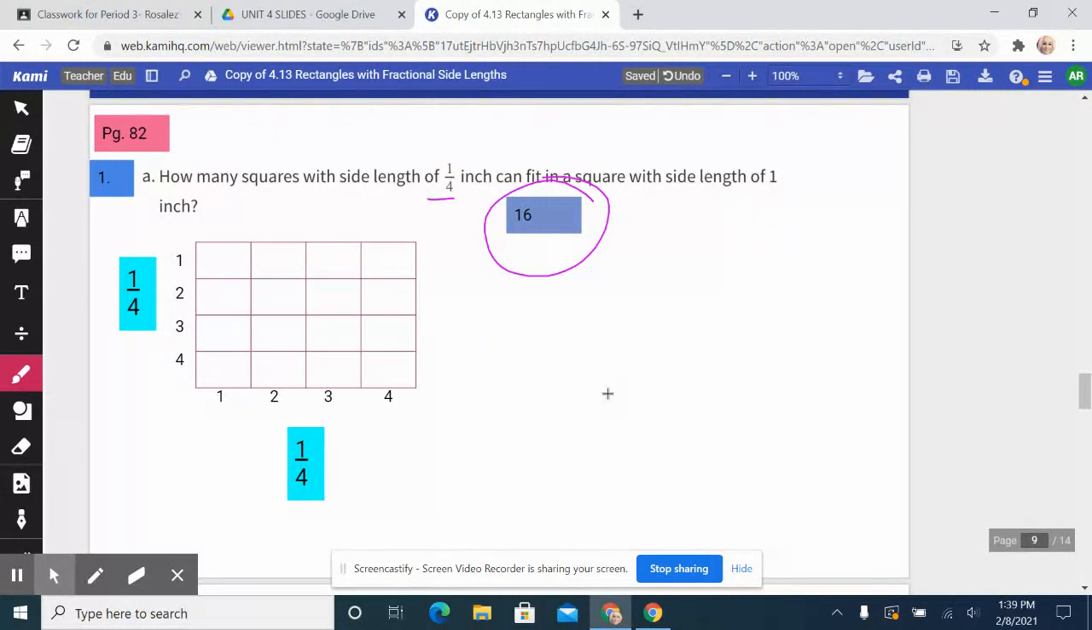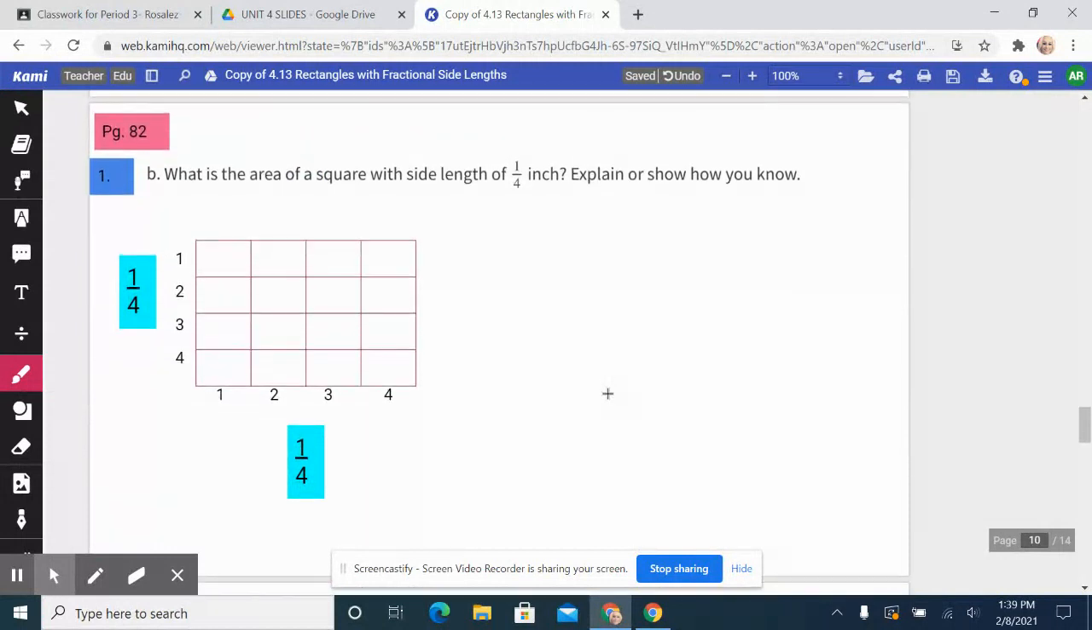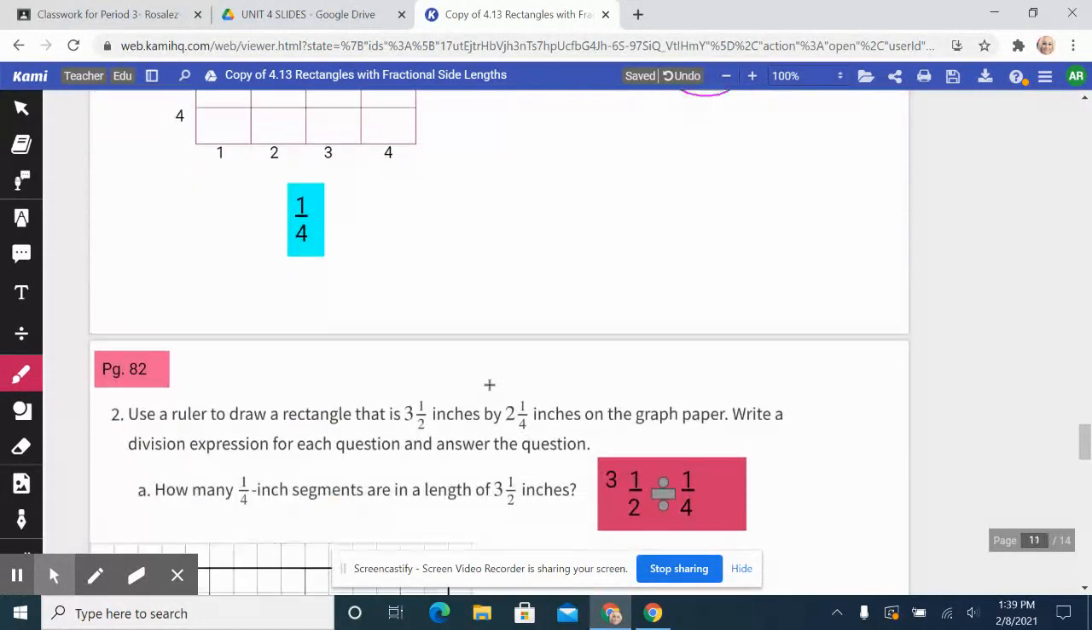Okay, so I just drew what the question said. And now move down to B. What is the area of the square with a side length of 1/4 inch? So what you do is 1/4 times 1/4, and you get 1/16. That's your answer. So that's how you would find the area of that square that I drew. Again, that's just a visual.